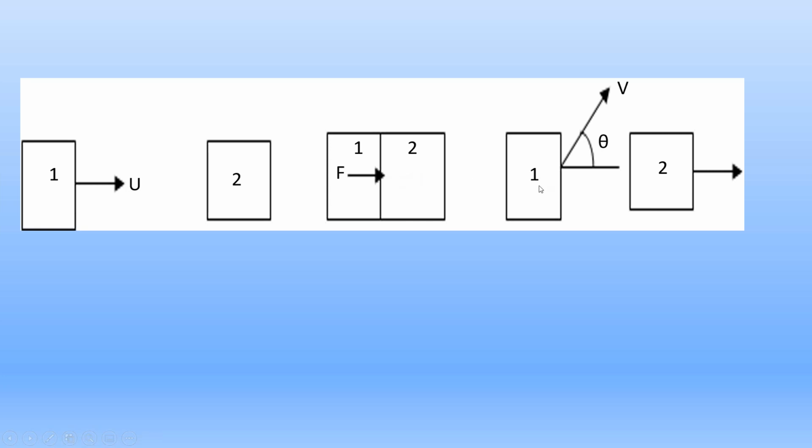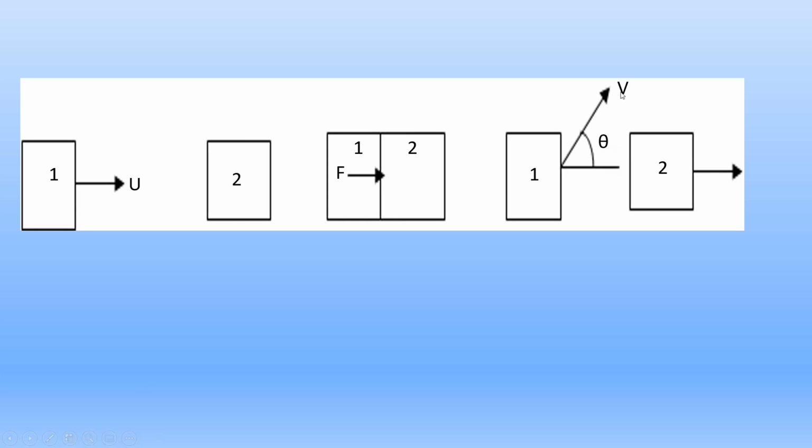But after the impact, the first body moves with final velocity v in the inclined direction. Check this final velocity. The final velocity is inclined with the horizontal, making the angle theta. Horizontal means the direction of force F. So this final velocity v with the horizontal, that is the direction of force F, makes the angle theta.